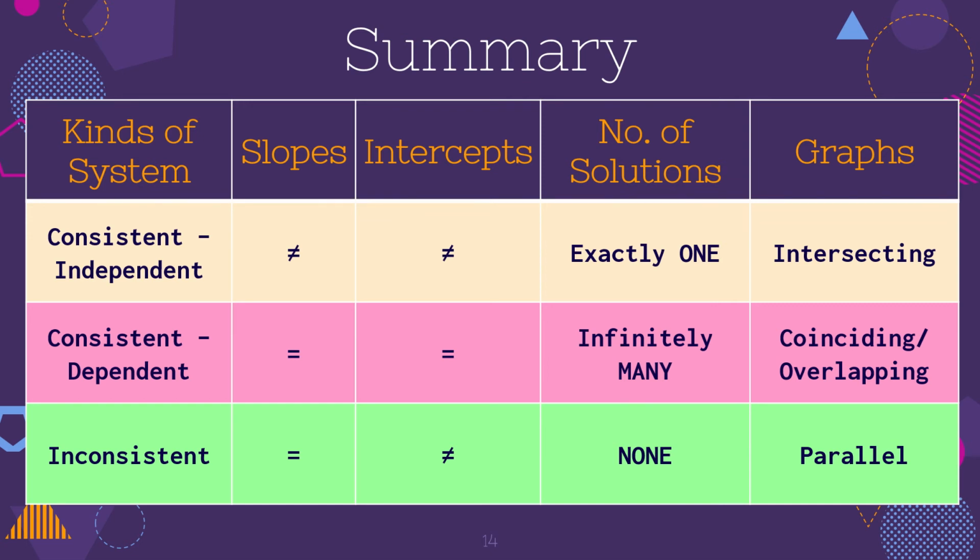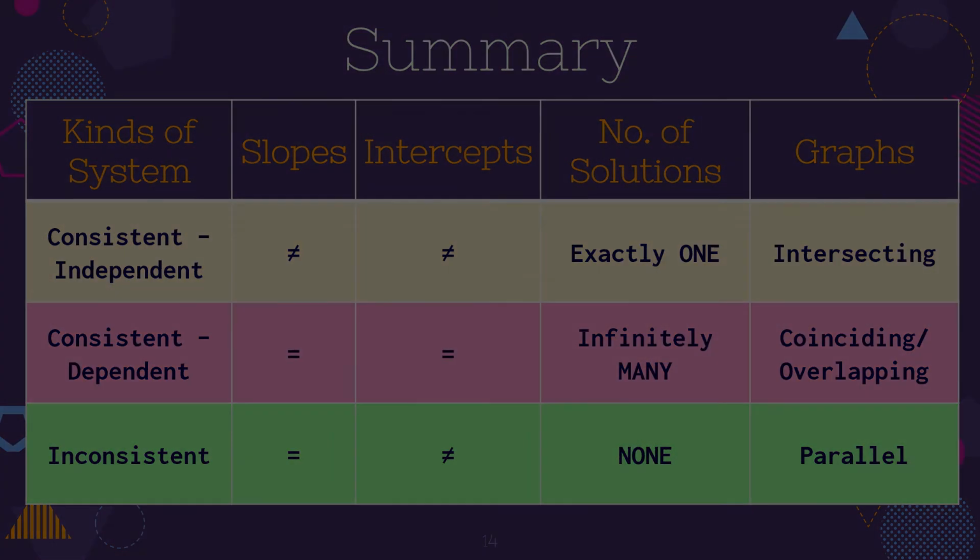While it is consistent dependent if your slope and your y-intercepts are equal. Therefore, the number of solutions is infinitely many. Then the graph is coinciding or overlapping lines. And lastly, we have inconsistent system. Therefore, your slope are equal, but your y-intercepts are not equal. Therefore, the number of solution is none, or you don't have any solution at all. Then, the graph is always a parallel line.